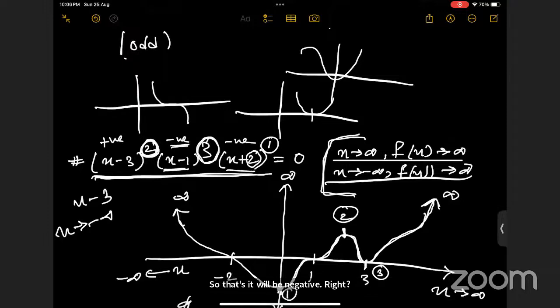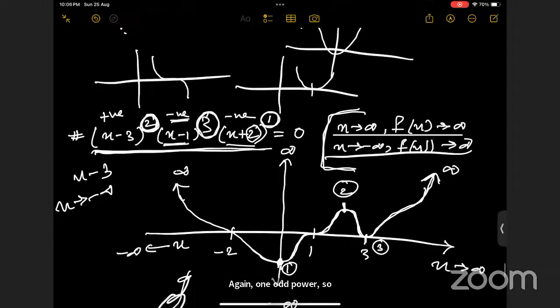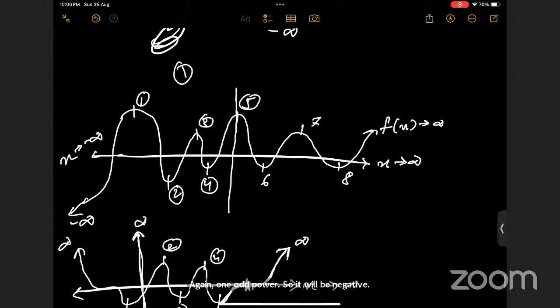Similarly, here we again have an odd power, so it will be negative. Now I got it. That is how we can check the end behavior. Yes, ma'am. Okay, thank you, ma'am.